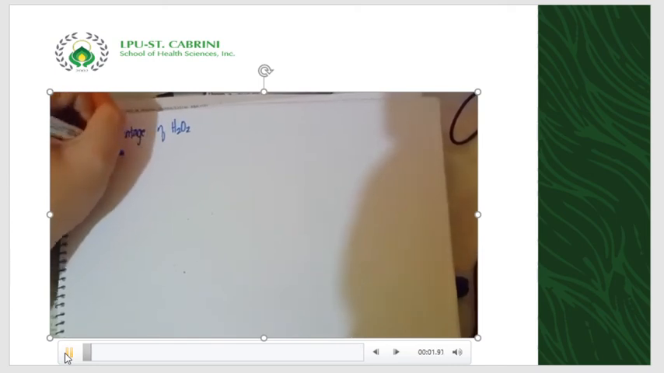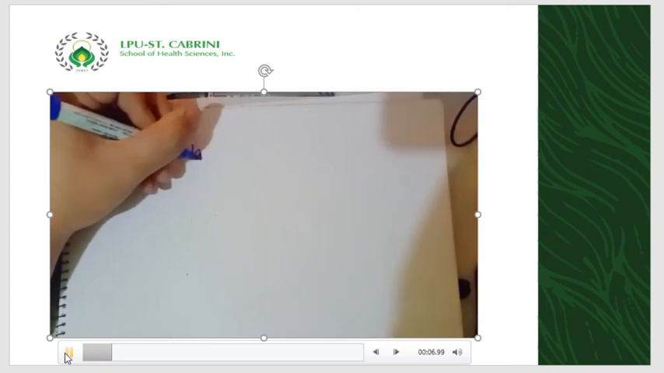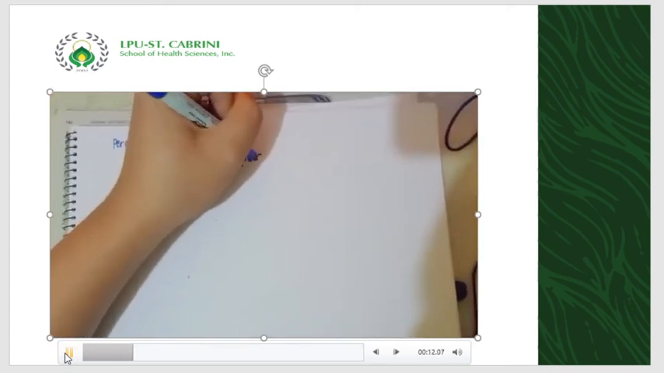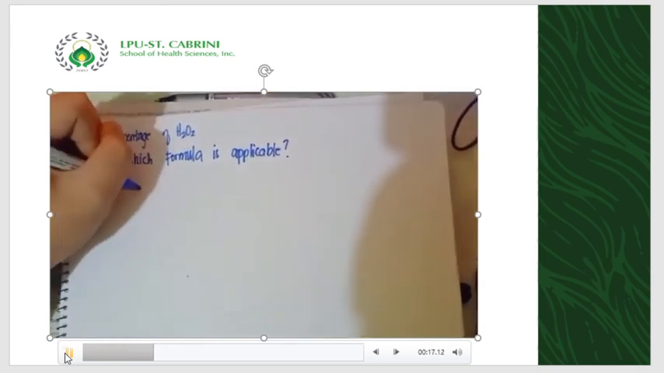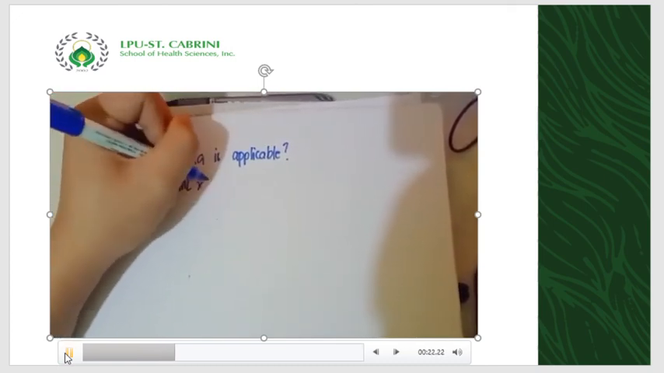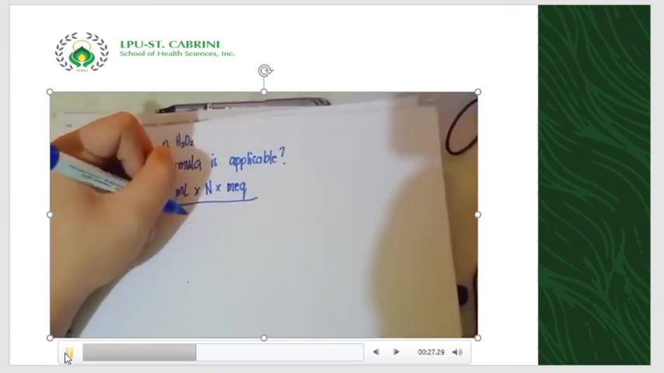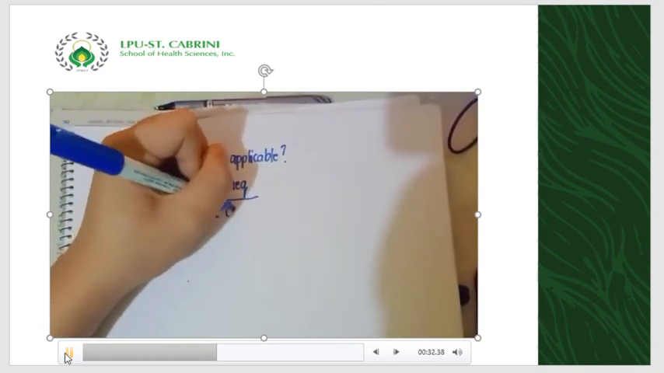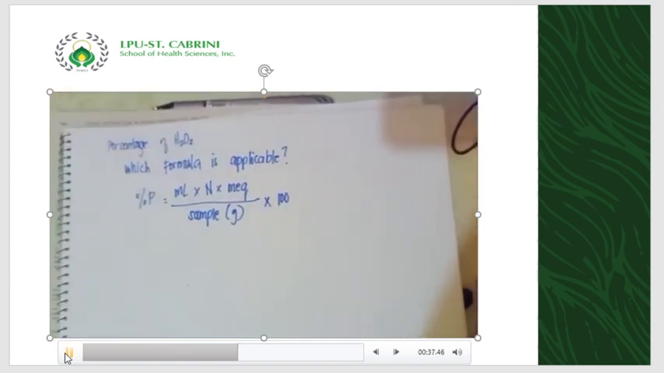Now, we will be computing your percentage of the hydrogen peroxide solution. So, ano bang formula yung gagamitin natin dito? Okay? So, hintayin natin matapos magsulat. So, percent purity. Okay, yun pa rin yung ginagamit natin. Diba? Volume times the normality times the milliequivalent, divided by the sample in grams or sample weight, times 100.